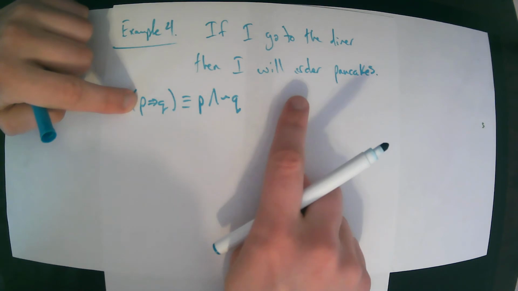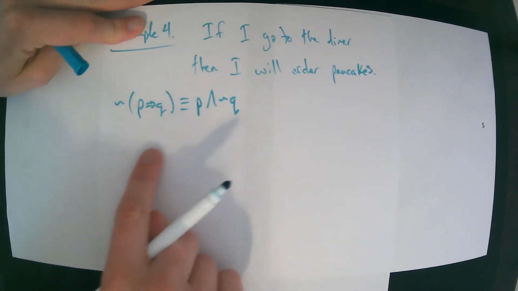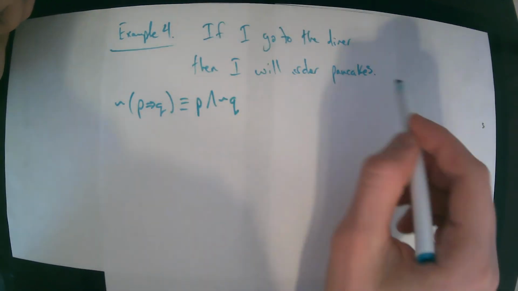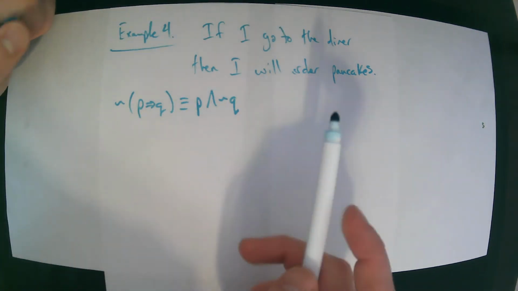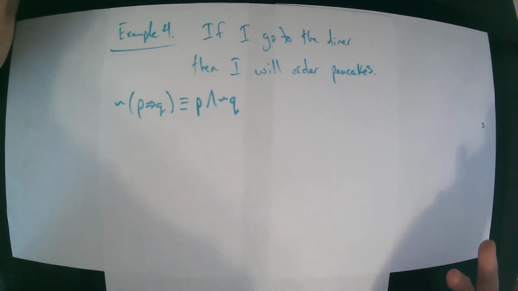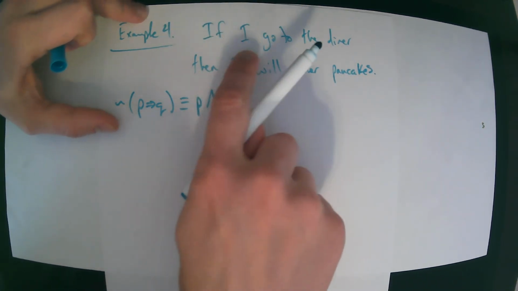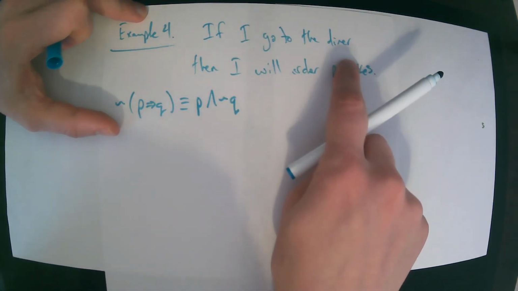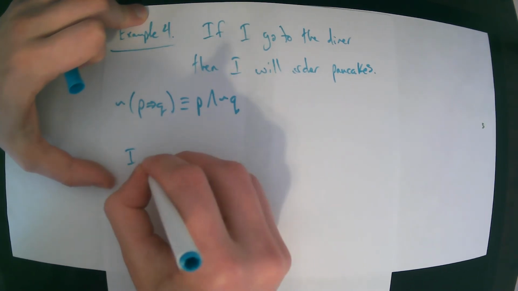So I want to say the negation of it, which if I read it on this side would be, it is not true that if I go to the diner, then I will order pancakes. But I want to write a logically equivalent statement that doesn't have that if-then. So maybe a simpler way of saying it, and that's relative. P is I will go to the diner, or I went to the diner. Well, let's say I will go to the diner.